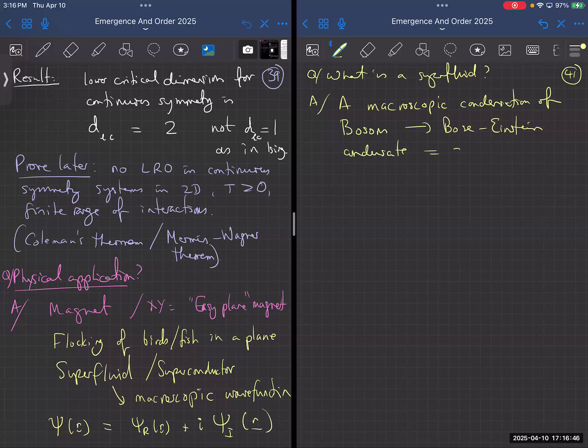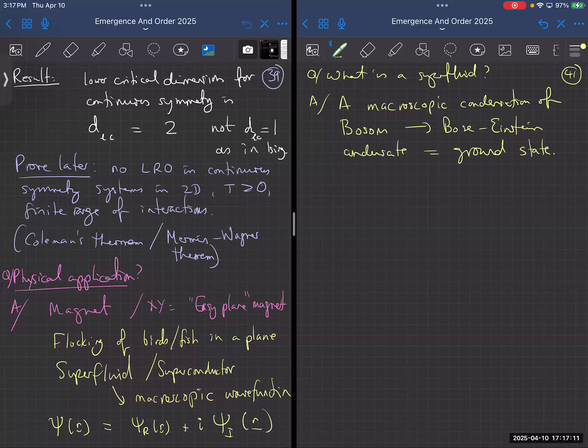And that's their ground state, a macroscopically occupied ground state. Okay, so you have a bunch of bosons below a certain temperature. They can order into a Bose-Einstein condensate. That Bose-Einstein condensate has, under certain circumstances, which I'm not going to go into, the properties of a superfluid.